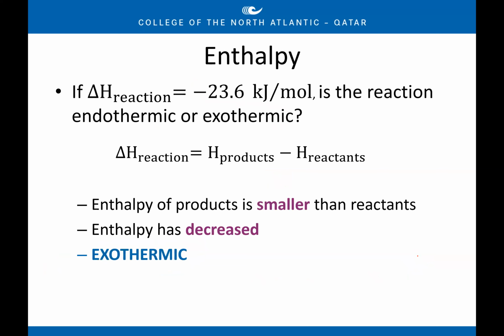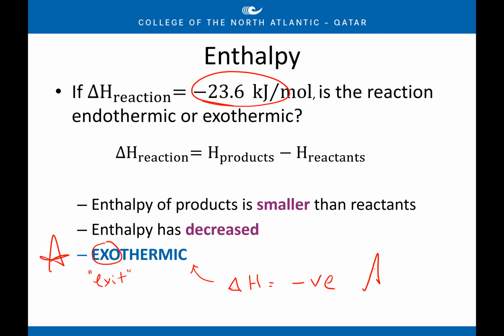So, of course, if delta H is negative, it's exothermic. This means that the system has lost energy. When a system loses energy, it gives the energy away, which is the exact definition of exothermic. Remember, you can think of exo like the word exit. The energy exits or leaves the system. So when delta H is negative, when enthalpy is negative, it's exothermic. So again, make sure you know that.